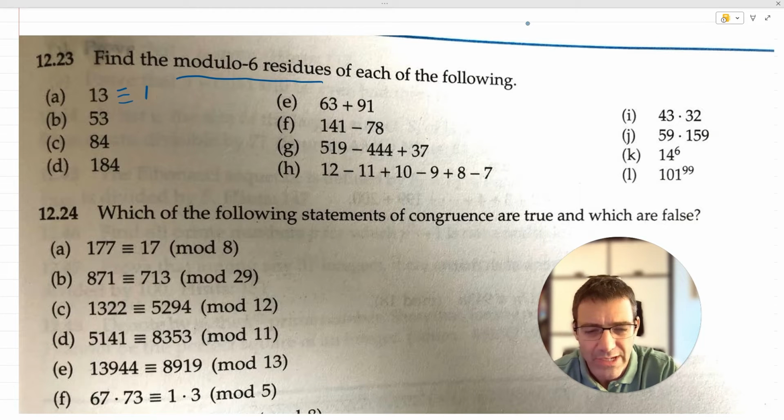Now 53 is 1 less than 54. 54 is 9 times 6, so 54 is a 0. So we could say that 53 is negative 1 mod 6. But negative 1 is also 5. So negative 1 and 5 are the same thing. So you can use negative numbers with modular arithmetic.